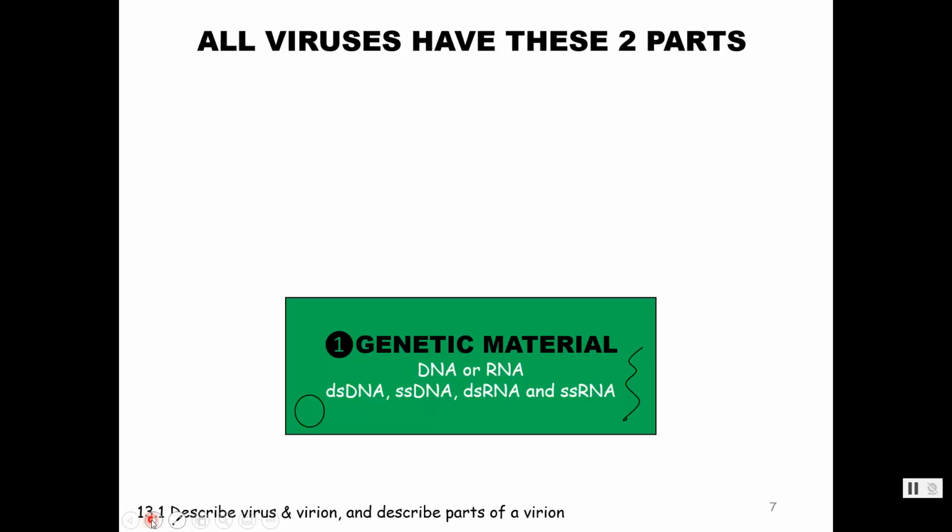All right, so all viruses have these two parts. So the first thing that viruses all have is they have genetic material, and they're going to have either DNA or RNA, but they never have both. So a viral genome is either double-stranded DNA, it can be single-stranded DNA, it can be double-stranded RNA, and it can be single-stranded RNA. It can be in a loop or a circle, or it can be linear. It can be one piece of DNA, or it can be segmented on multiple pieces of DNA.